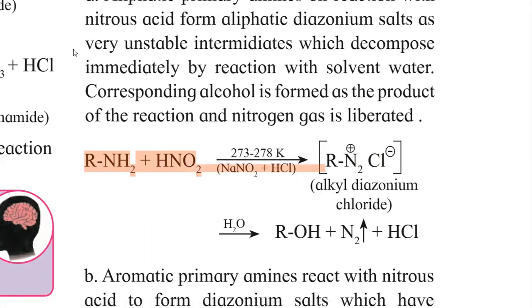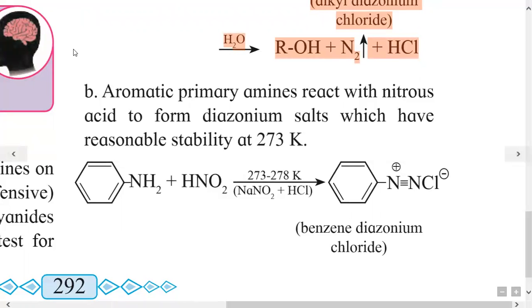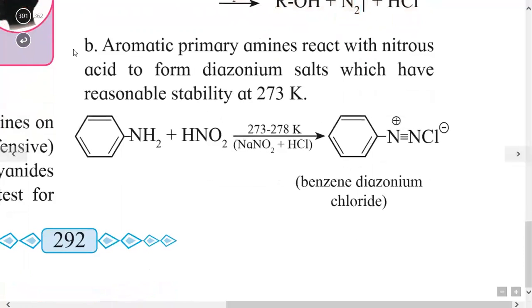When treated with nitrous acid at 273 to 278 Kelvin, NaNO2 and HCl are added to generate HNO2. Here the intermediate is RN2+ Cl-. This is the alkyl diazonium chloride. When H2O is added, we get ROH, that is alcohol, plus the side product nitrogen gas and HCl. This is for aliphatic amine.